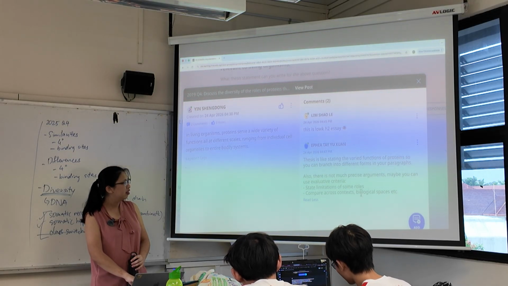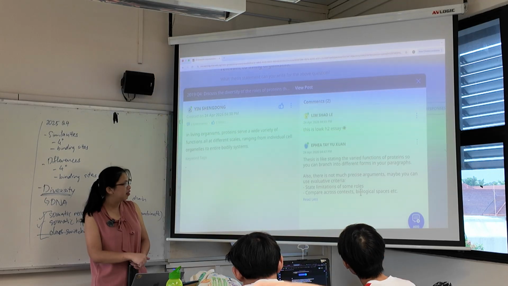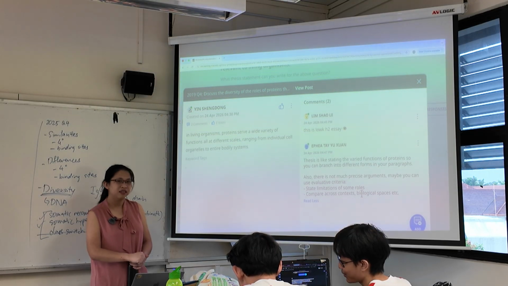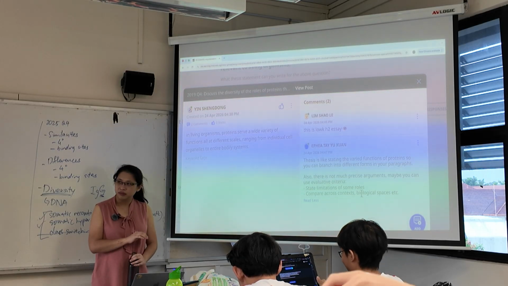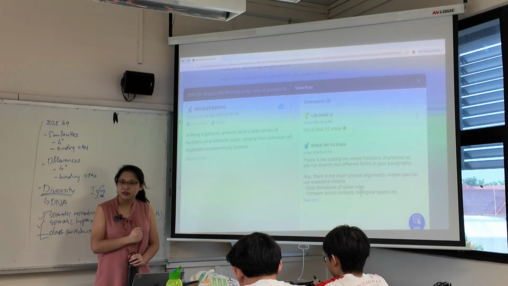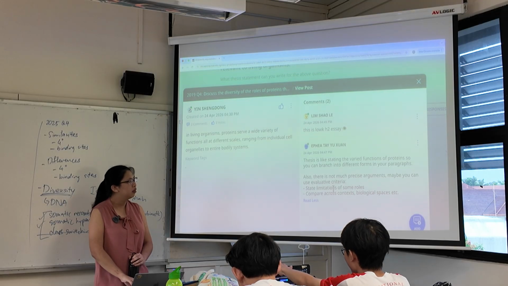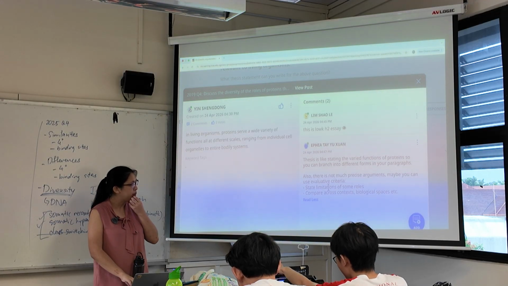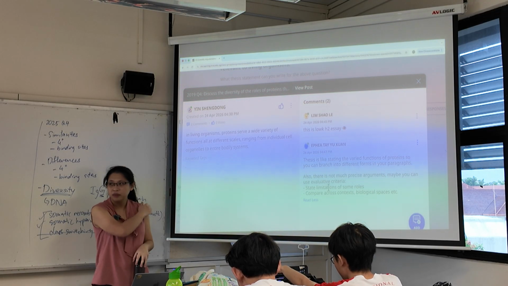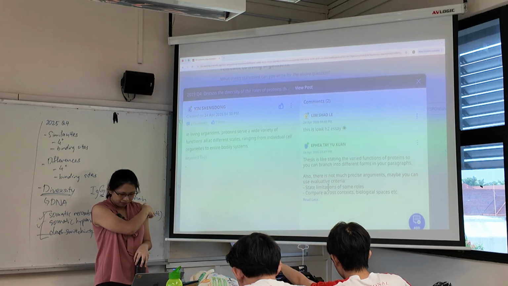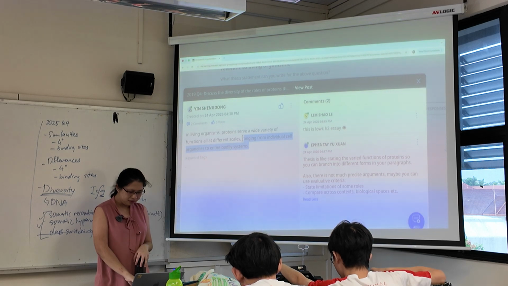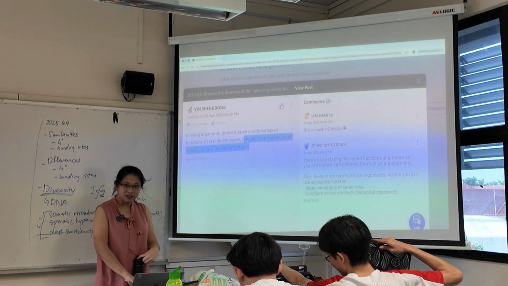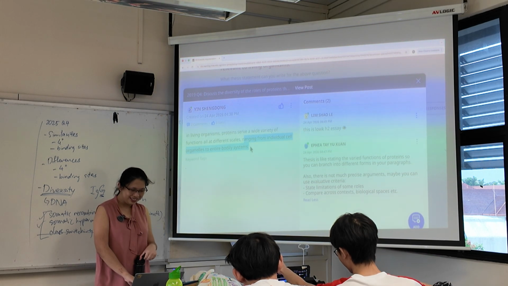I'm not sure whether there's a need to talk about limitations with regard to the question. There isn't, so in that case it's not so relevant. But if you talk about the idea of comparing across biological spaces, which is a nice fanciful word, there are different scales. I think that's evaluation.